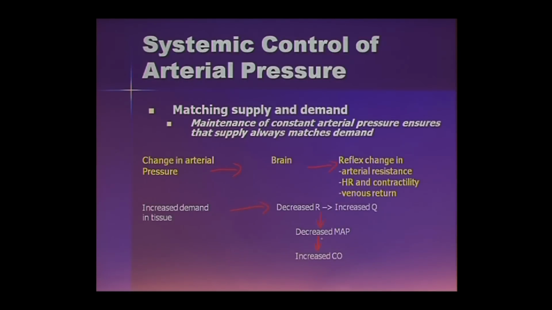Now, decreased mean arterial pressure is going to require an increase in cardiac output because mean arterial pressure is measured, and then the central nervous system does all of these things to adjust cardiac output in order to keep the mean arterial pressure the same so that the brain can get what it needs. So we're going to have increased supply to match demand, and essentially mean arterial pressure returns to normal.